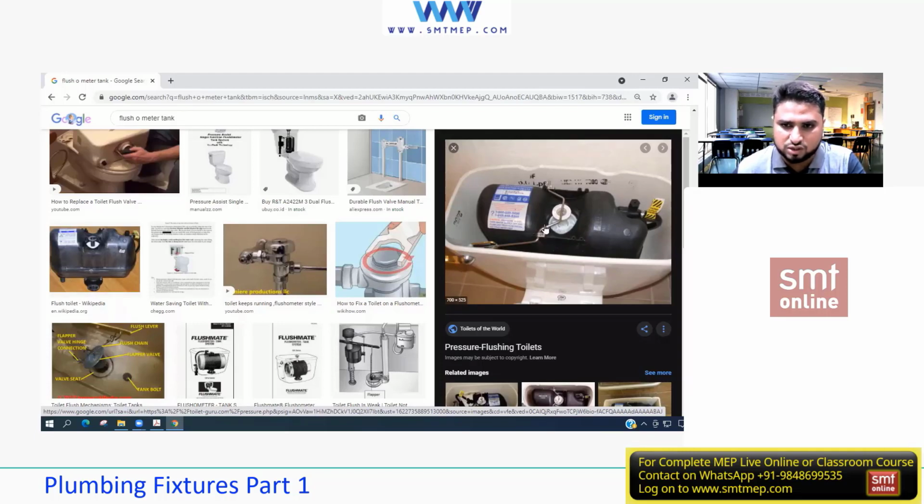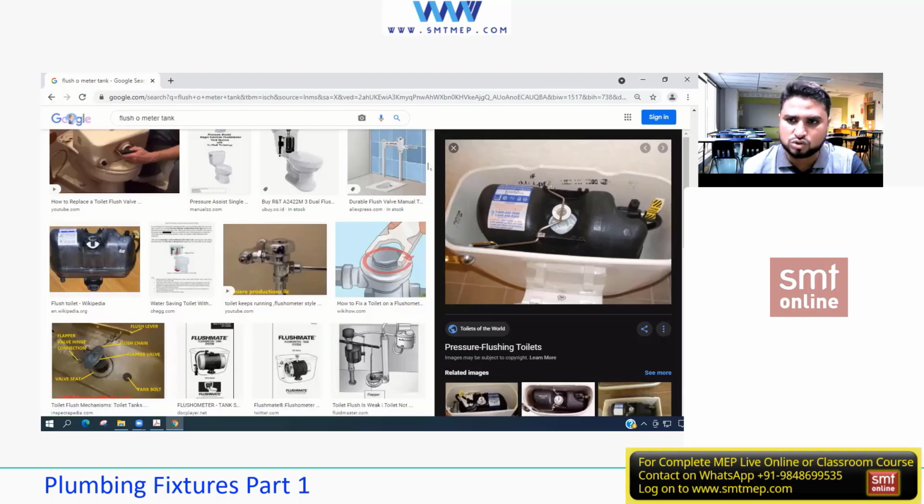The moment we press this knob, this lever lifts up and releases the pressure over here and the water. So both water and air come out, and this is very effective when compared with the normal gravity flush tank. This is the main difference between these two tanks.